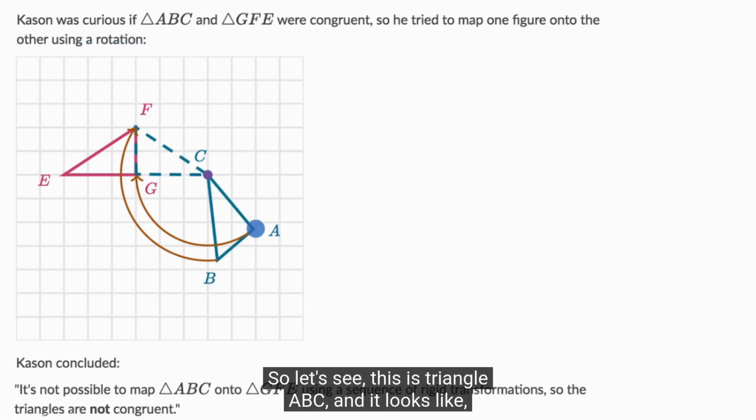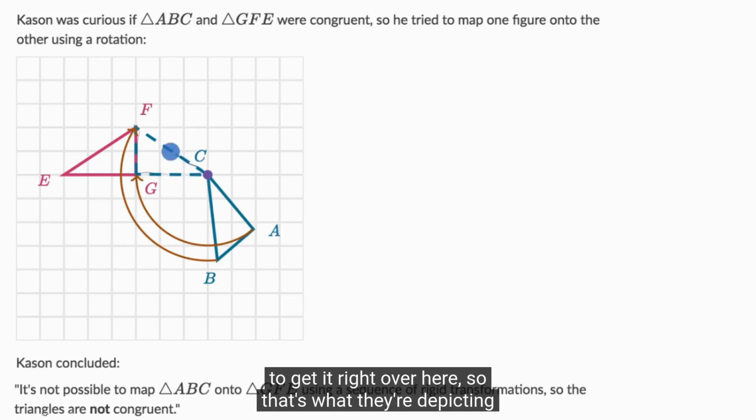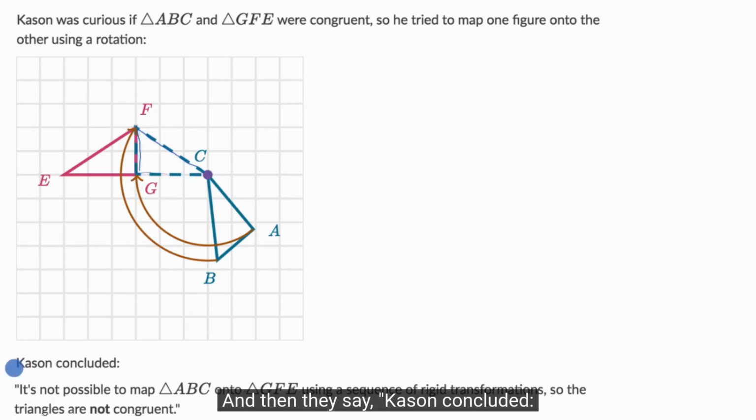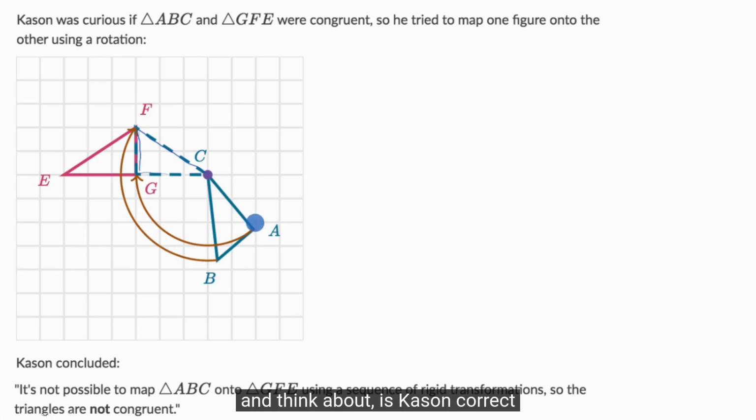So let's see, this is triangle ABC, and it looks like at first he rotates triangle ABC about point C to get it right over here. So that's what they're depicting in this diagram. And then they say Kassan concluded it is not possible to map triangle ABC onto triangle GFE using a sequence of rigid transformations. So the triangles are not congruent. So what I want you to do is pause this video and think about, is Kassan correct that they are not congruent because you cannot map triangle ABC onto triangle GFE with rigid transformations?